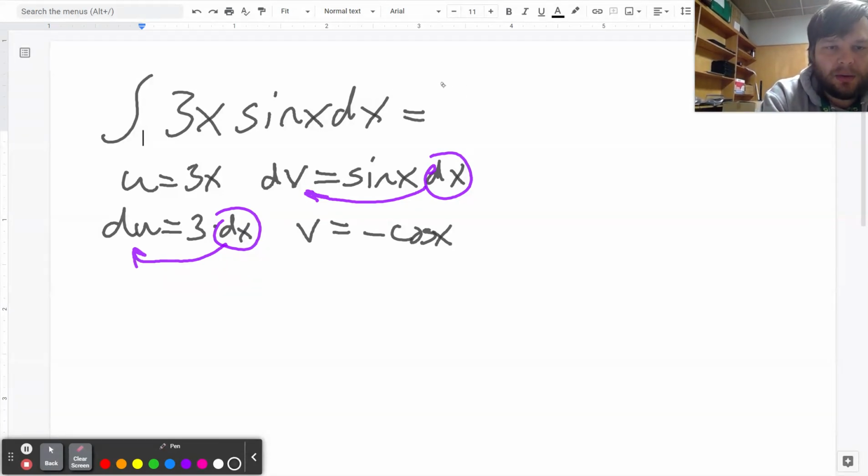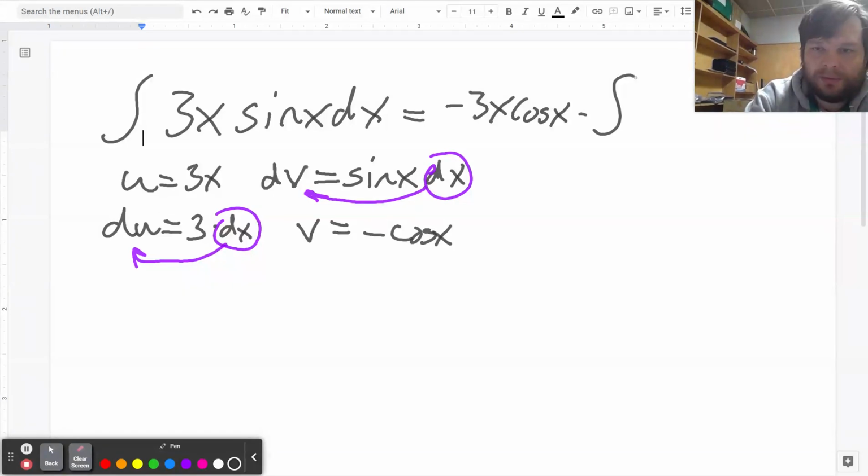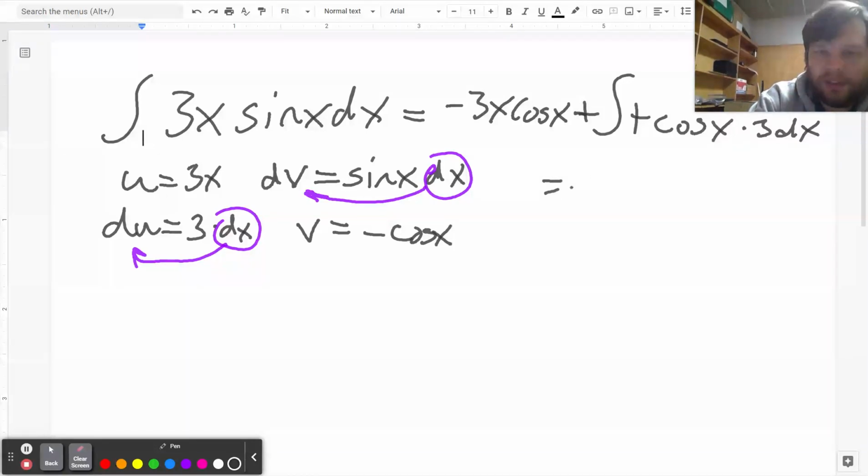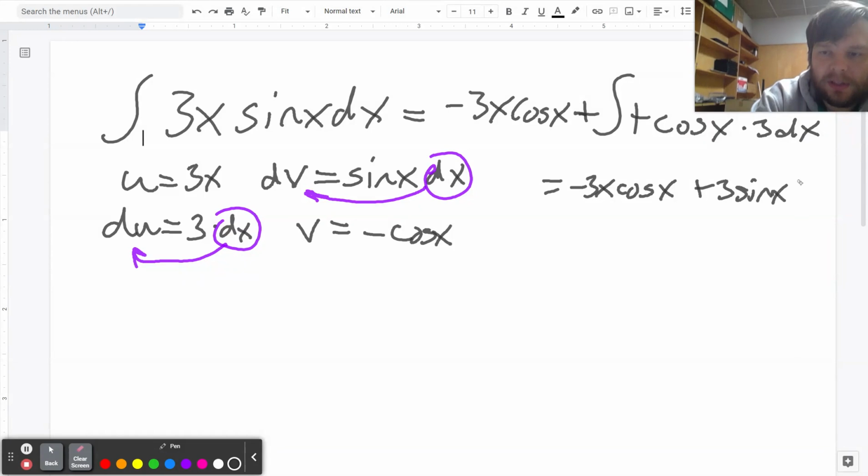So then that's going to equal u times v, and I'm just moving the negative in front, minus the integral of v du. And doing the integral of this, double negative is a positive. Integral of cosine is sine. So I have negative 3x cosine x plus 3 sine x plus c.